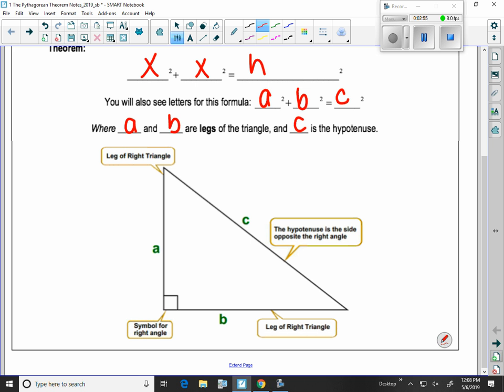There's a visual for you if you're a visual learner. Now, does it matter if I switch A and B? No, it doesn't matter, as long as they're the legs. The hypotenuse will always be C.